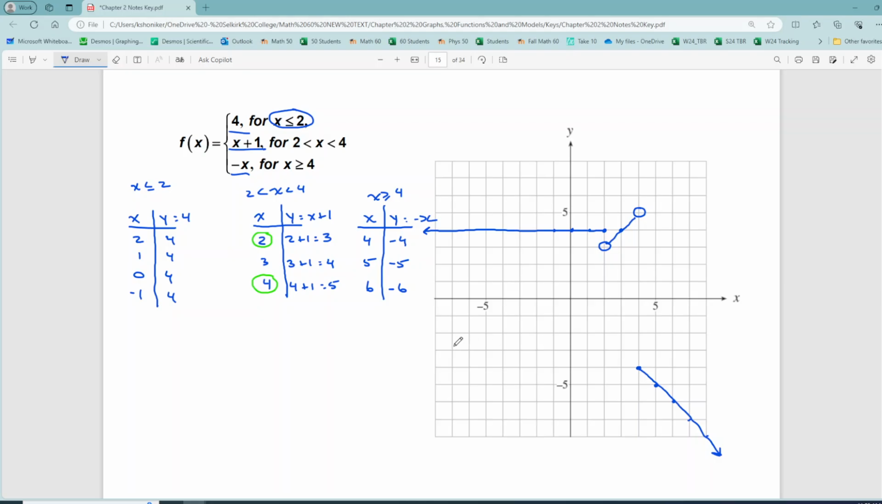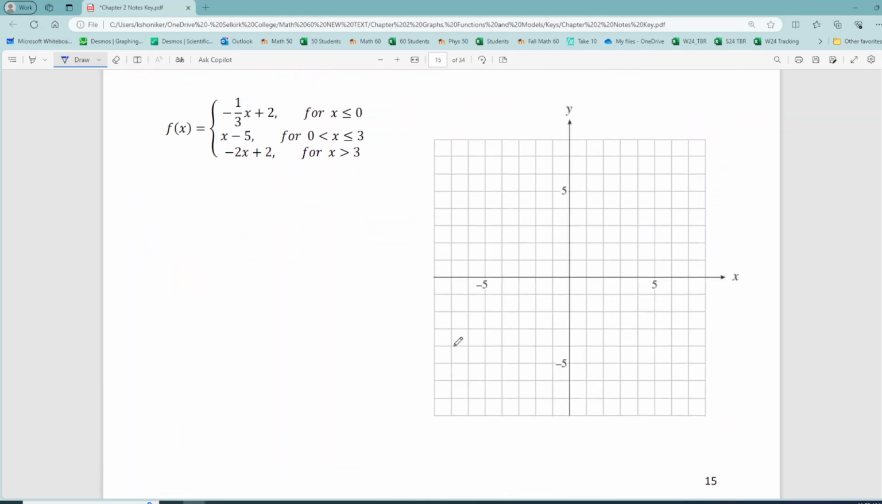So what I'd like you to do is pause the video and give this one a go. So again, 3 pieces. First decision is what to choose for x. I'm going to draw 3 tables of values.